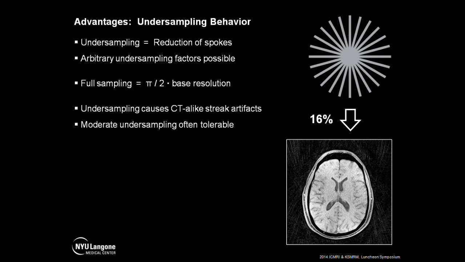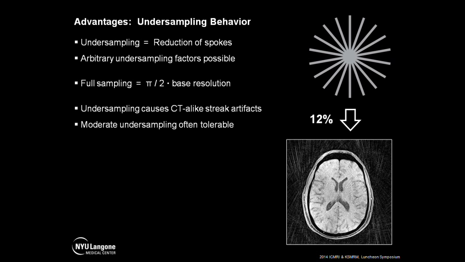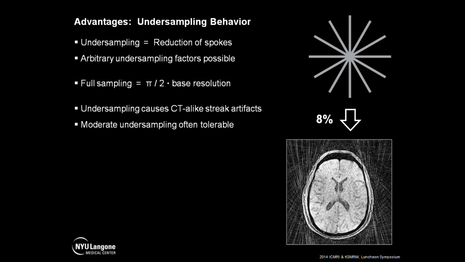If we now go to 16% of the data, we see some streak artifacts outside the object. At 12%, we get stronger streak artifacts, and we can now also see streak artifacts inside the object. And at 8%, the image quality is not really good anymore, but at least we can still see the object. And this image has been calculated without any parallel imaging. So radial undersampling creates these streak artifacts, which are similar to the artifacts that we also see in CT imaging. And in my experience, people can quickly learn to read through these artifacts to a certain degree. Therefore, a certain level of streak artifacts and a certain level of undersampling is often accepted.